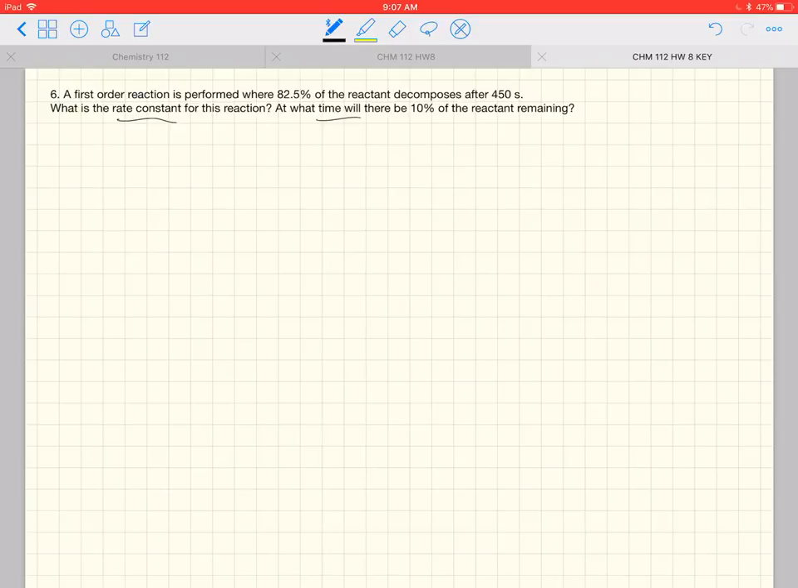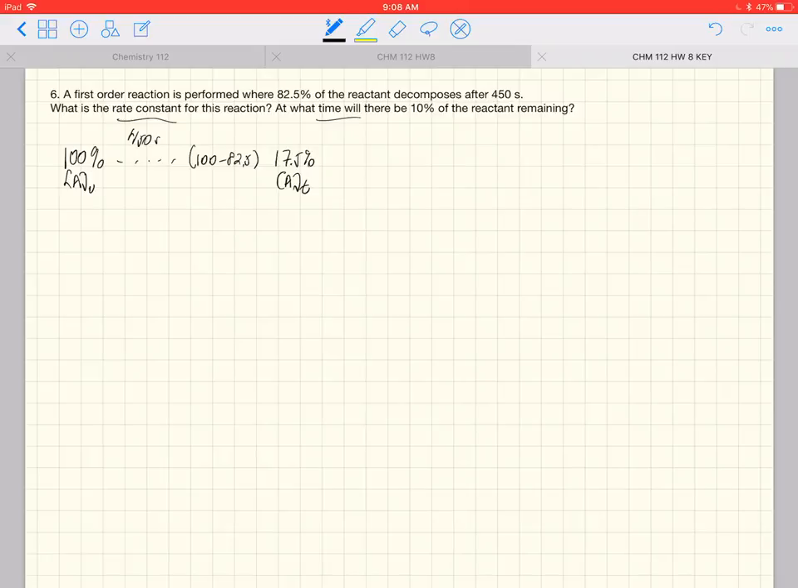The first thing to realize is that we are starting out with 100% of a chemical, and then after 450 seconds, 82.5% of that reacts. So it means that 100 minus 82.5, 17.5% is going to remain. So that's our initial amount. That's our final amount. The key to solving this problem is to use the integrated rate equation.